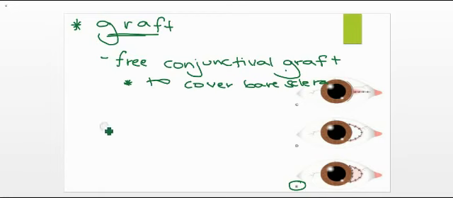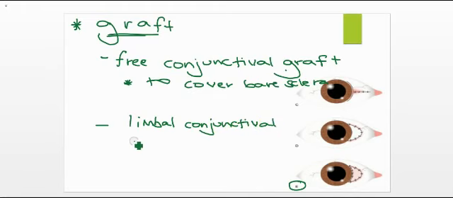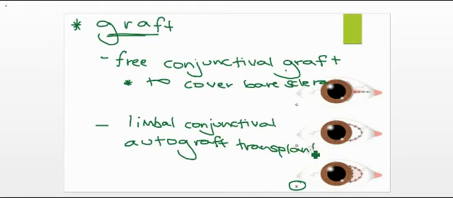Now another graft method. The first one, free conjunctival graft, is from the same eye or the opposite eye. Next, limbal conjunctival autograft transplantation. Clear? That's another technique also to cover whatever you have excess. So these are the two graft techniques.